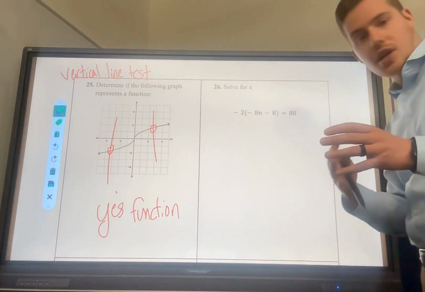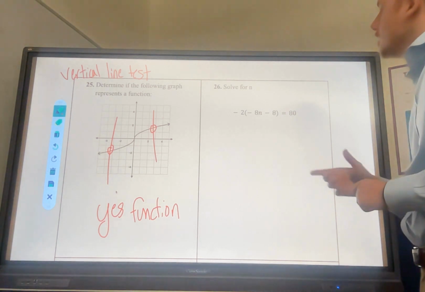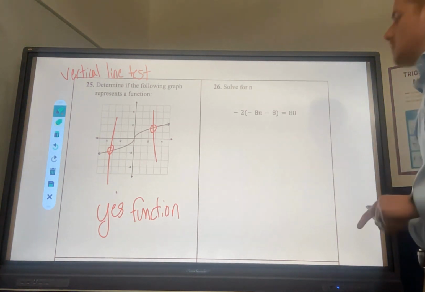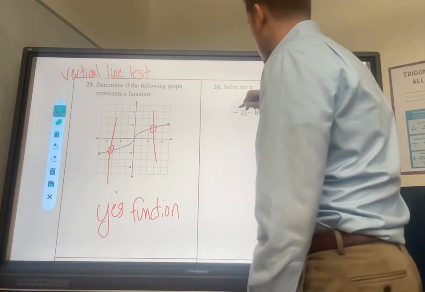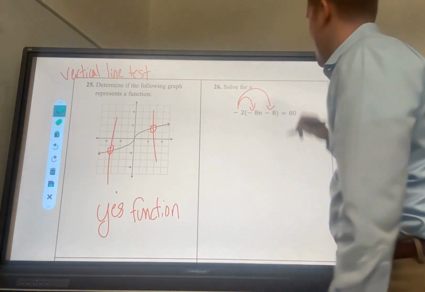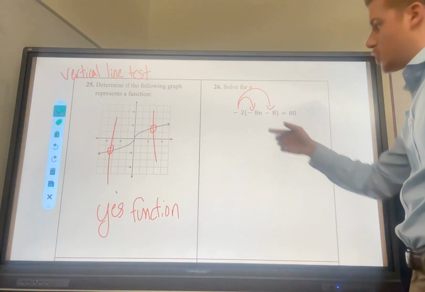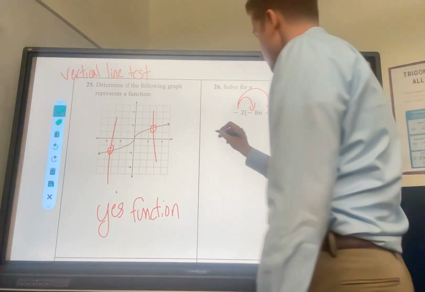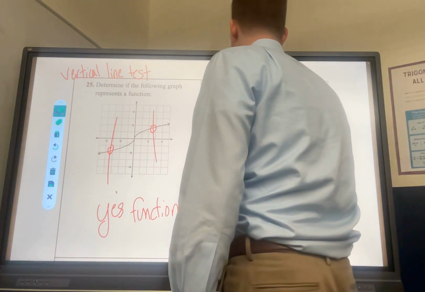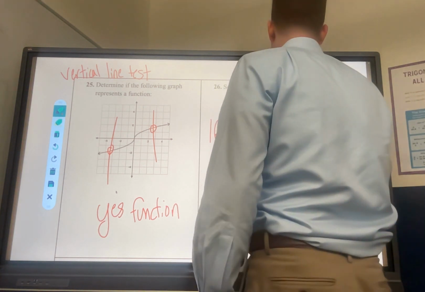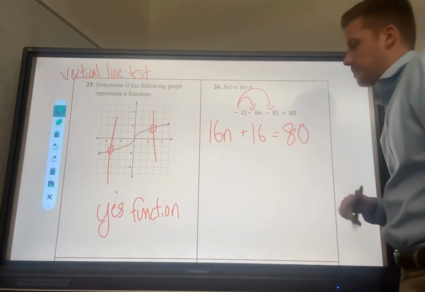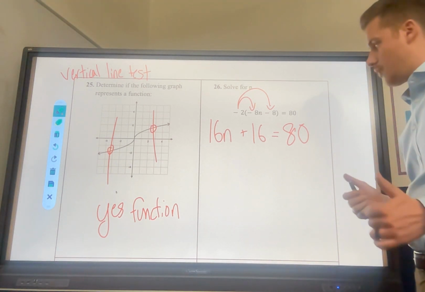Question 26 says solve for n. This will be the last question I do, and then I'll make a new video. So solve for n. -2 times -8n minus 8 equals 80. So our first step is going to be to distribute that -2 term to both terms. So that means multiply. So let's write below. So I've got 16n plus 16 equals 80. So I've distributed, great first step.